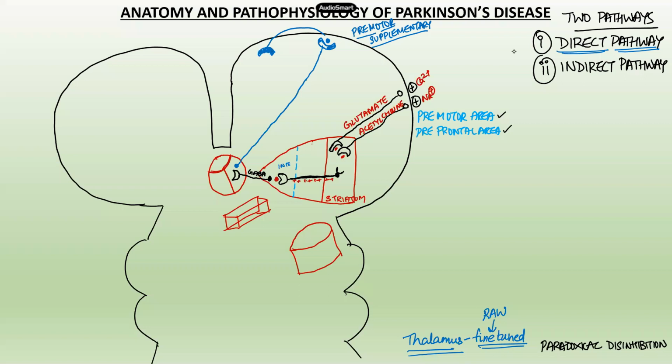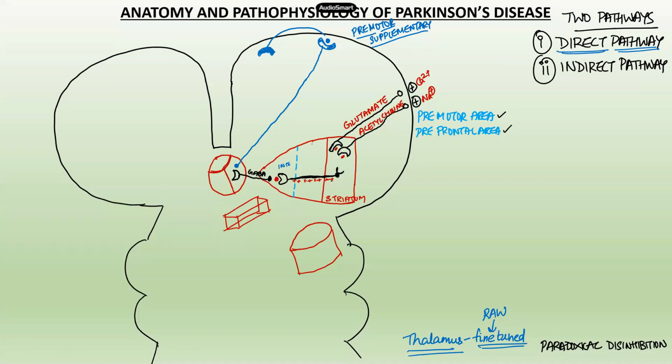Now, after having read about the direct pathway, let us now talk about the indirect pathway. What happens in the indirect pathway is that the glutamate neurons and the acetylcholine neurons come into the striatum and release their neurotransmitters. The only thing that is different over here is that we have got the GABAergic neurons, right?